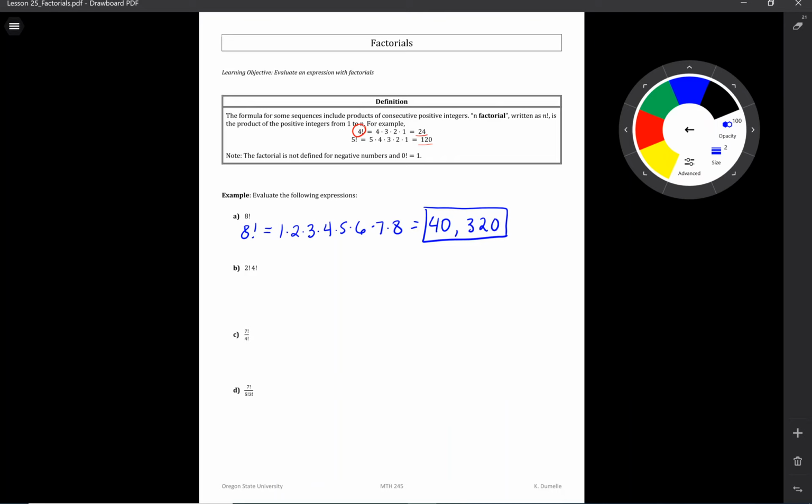If I wanted to do 2 factorial times 4 factorial, this would be, well, 2 factorial is 2 times 1. 4 factorial is 4 times 3 times 2 times 1. So this is equal to 2 times 24, so this is 48.